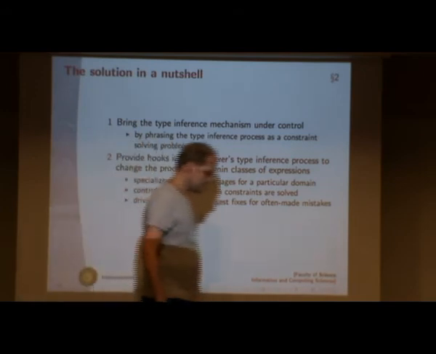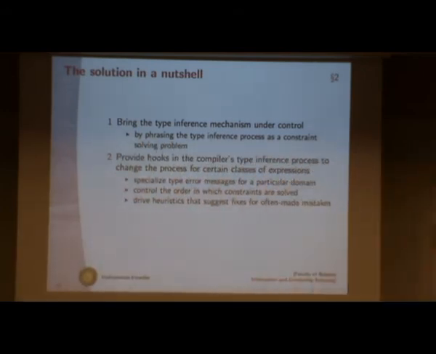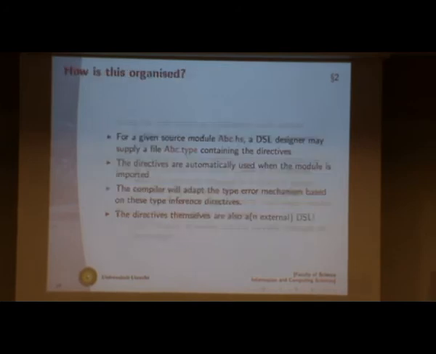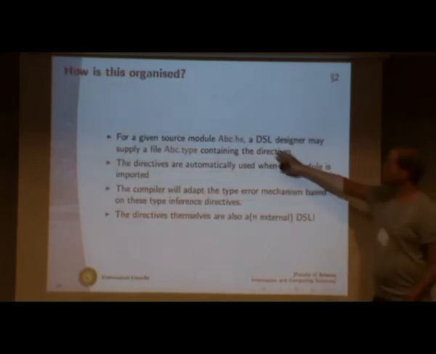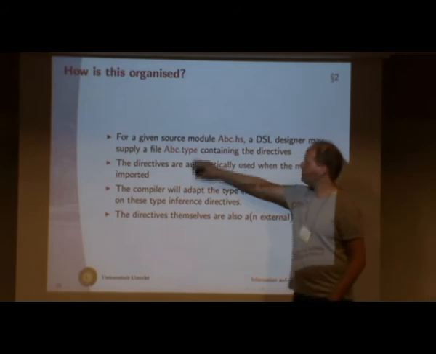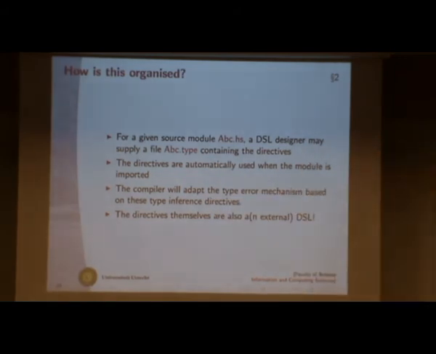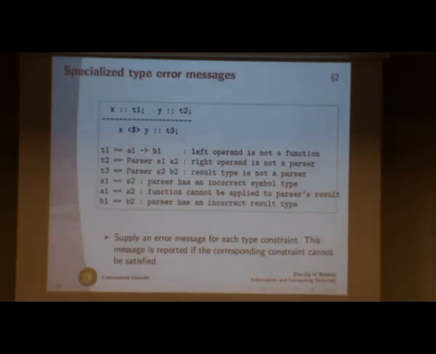Alright, so what we did is we brought the type inference mechanism under control, in the sense that we phrase it as a constraint solving problem, and we provide hooks for specializing type error diagnosis. But changing the type system is forbidden. We don't want to make any changes so that programs go through that shouldn't go through, or that programs are rejected that shouldn't be rejected. And what you do is for your source file, you just write a type file that contains a number of directives. And let's skip immediately to one of these directives.